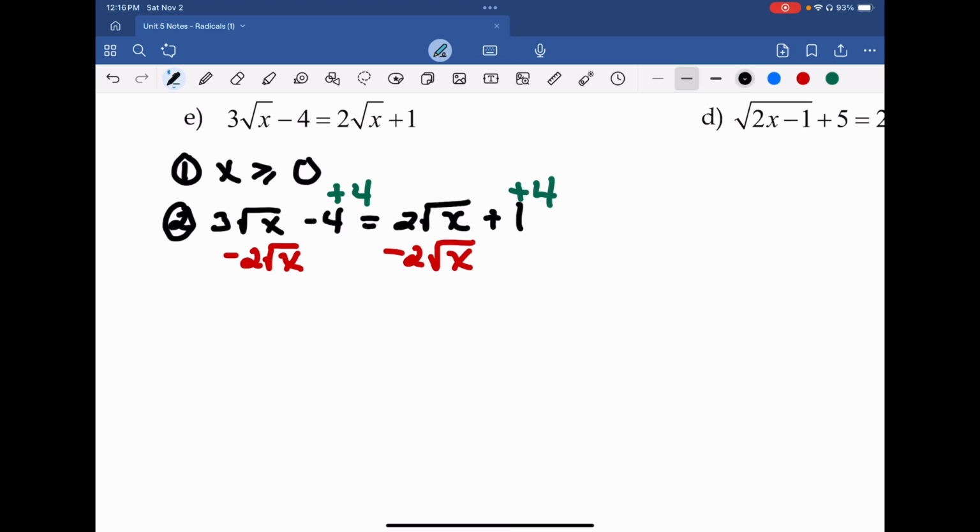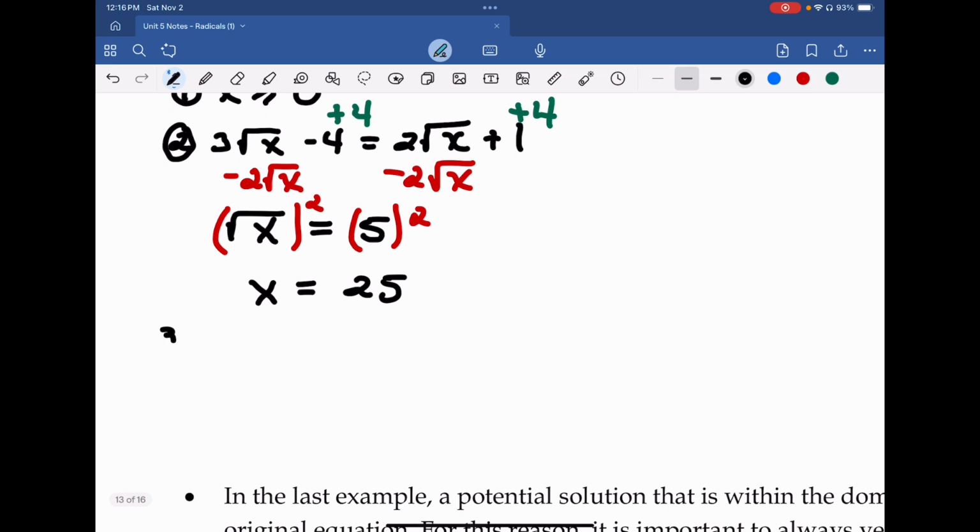Now, by doing this, I can take 3 square root of x minus 2 square root of x, which is 1 square root x, which is equal to, on the other side, 1 plus 4, which is 5. Now I can take both sides and raise them to the power of 2 in order to get rid of the radical, and this gives me x is equal to 25.